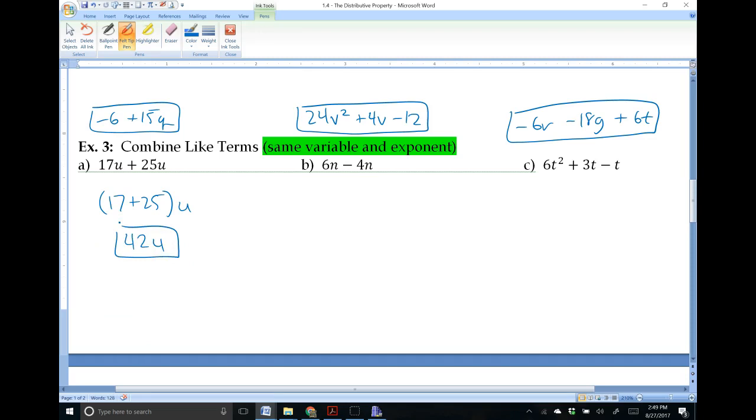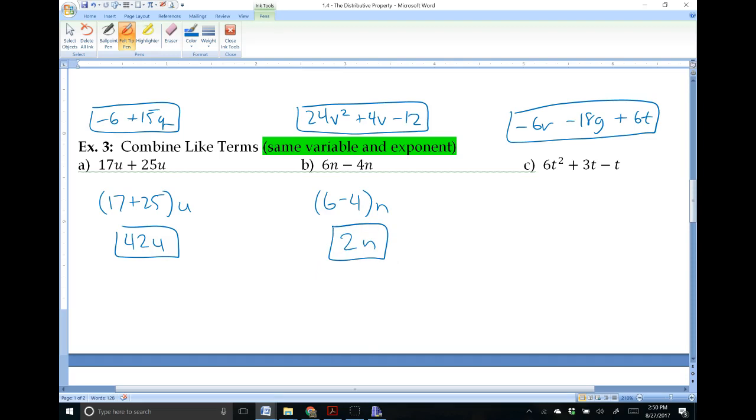B here, 6n minus 4n, okay? So you can actually say this as a sentence sometimes. Like I will say like 6 notebooks minus 4 notebooks. How many notebooks do I have? I got 2. So just to show a little bit of work, 6 minus 4 in parentheses and then n outside. This is 2n. I understand that you guys can do this pretty quick in your head. So, you know, it's alright to write just 2n in this case.